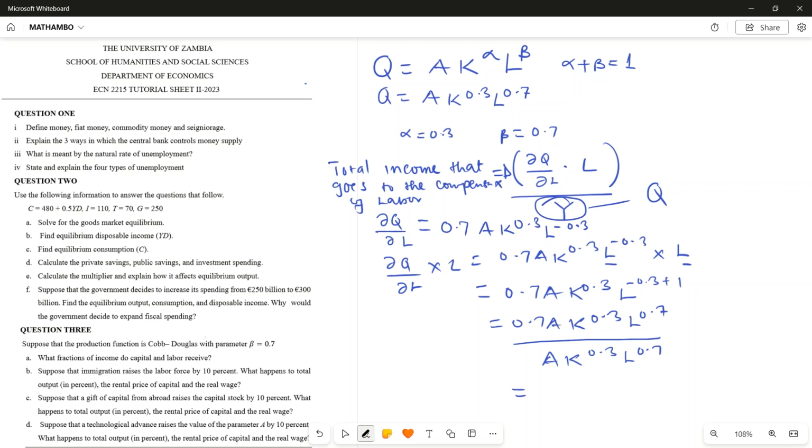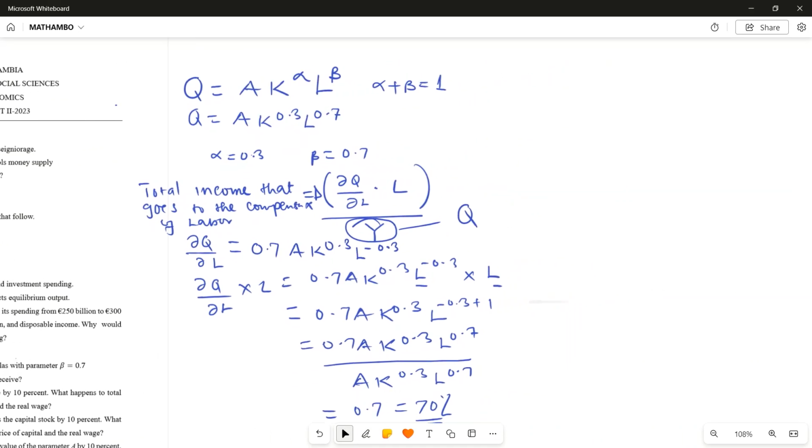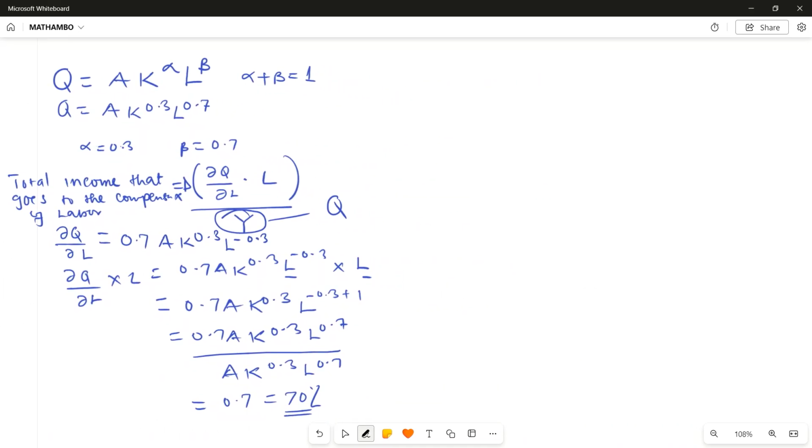Therefore, when we cancel everything out, we are going to remain with 0.7, which is 70%. So this means that labor receives 70% of total income. In short, 70% of total income goes to the compensation of labor.